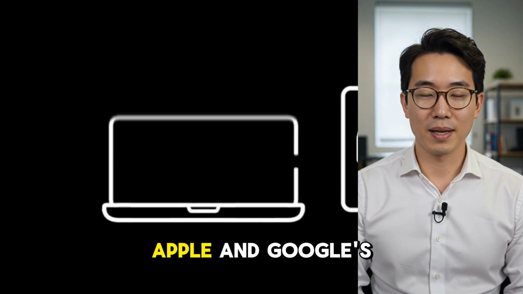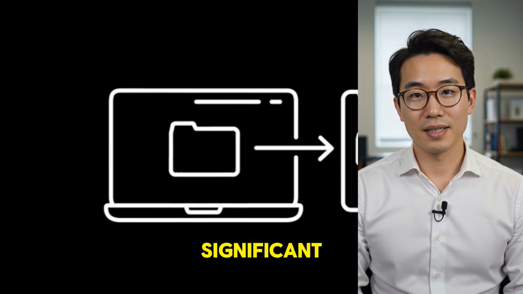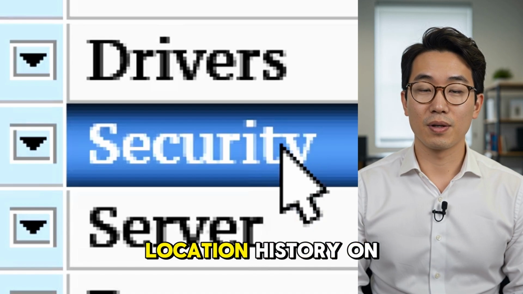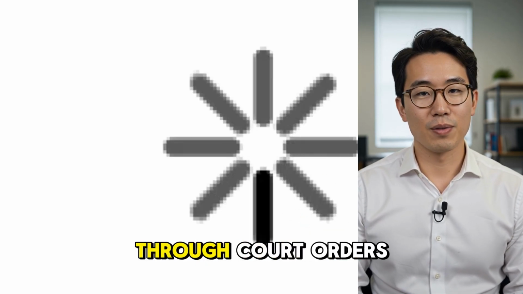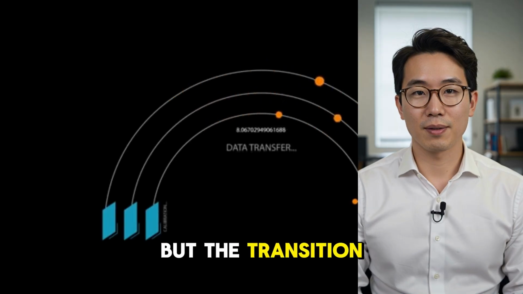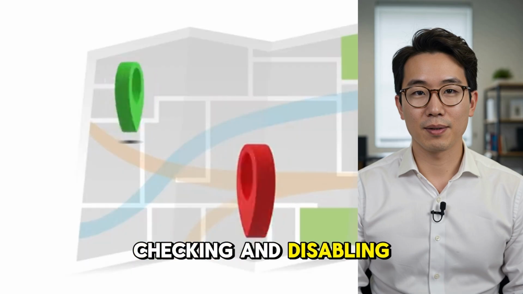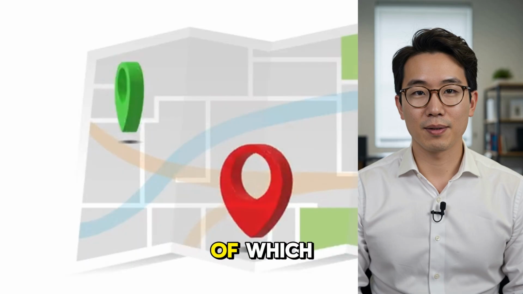The distinction here between Apple and Google's approach is important to understand. Apple stores significant locations on your device in encrypted form. Google historically stored location history on their servers in a form that was accessible to law enforcement through court orders. Google has been moving toward on-device storage as well, but the transition has been gradual and varies by account and device settings. Checking and disabling this on your Google account level ensures the collection stops regardless of which Android device you are using.